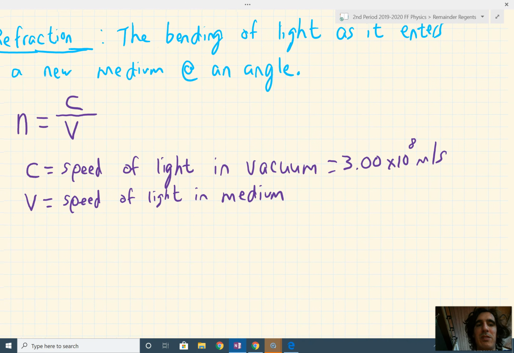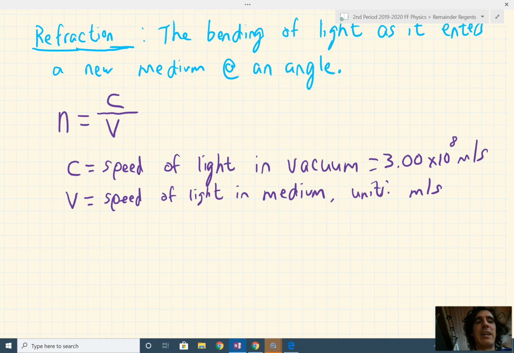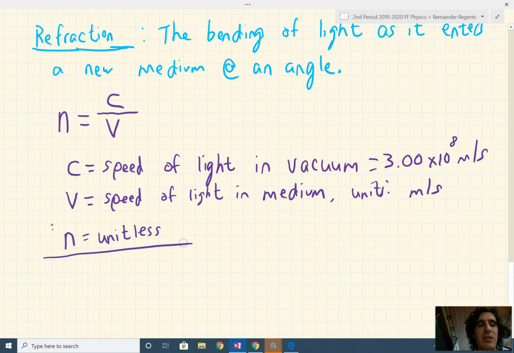Notice that the units for the speed of light in a vacuum are meters per second. The units for the speed of light in the new medium are also meters per second. So the units of index of refraction are going to be meters per second over meters per second, is unitless, because the meters per second cancel out. And this is the only other physical quantity in Regents physics that's unitless. The other one was mu, the coefficient of friction.